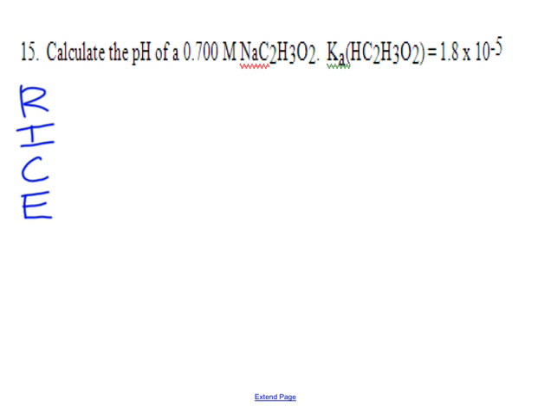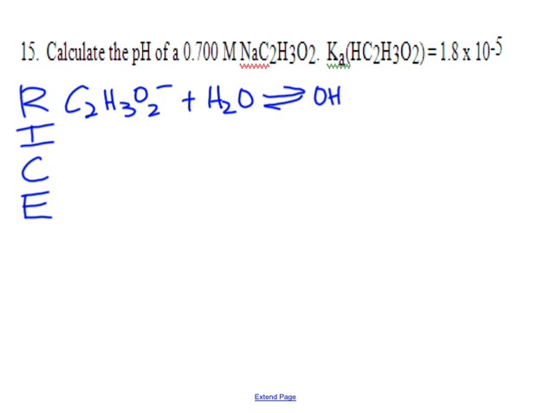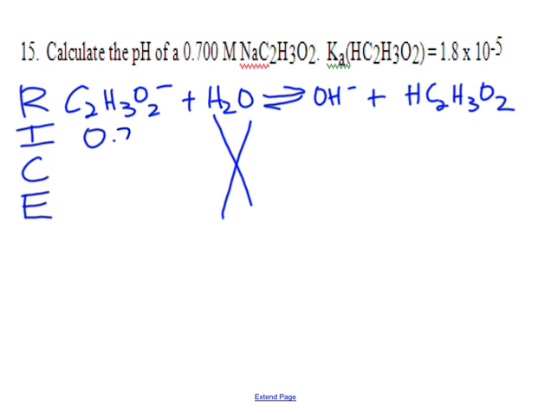And what are we adding to water? The ion from the weak parent. Which ion is that? The good old acetate ion. We're going to add it to water. And what are we going to make? OH minus and acetic acid. Okay. Water is not included. Our initial concentration here is 0.70000.